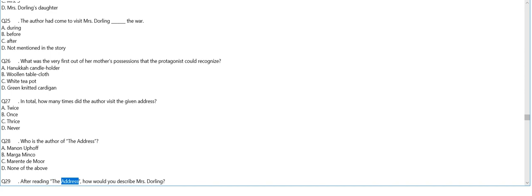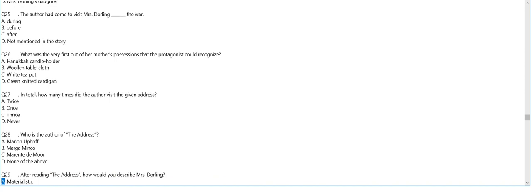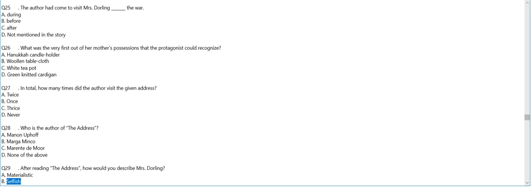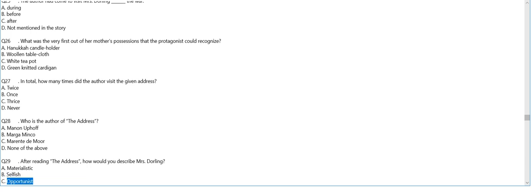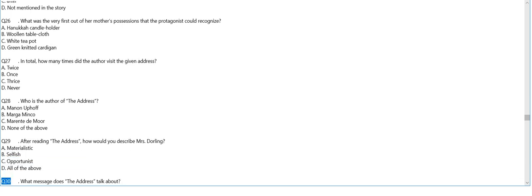After reading the address, how would you describe Mrs. Dorling? A. Materialistic. B. Selfish. C. Opportunist. D. All of the above. Q30. What message does the address talk about?